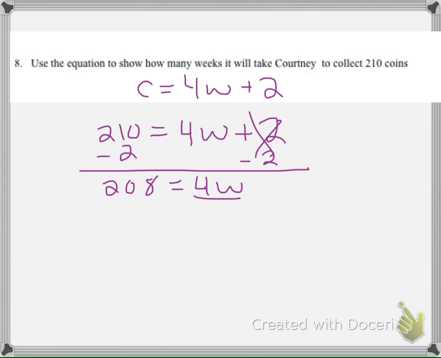And now I'm going to divide by 4 in order to get W by itself. So the 4's cross out. 208 divided by 4 is 52 equals W. So in order to collect 210 coins, it would take 52 weeks.